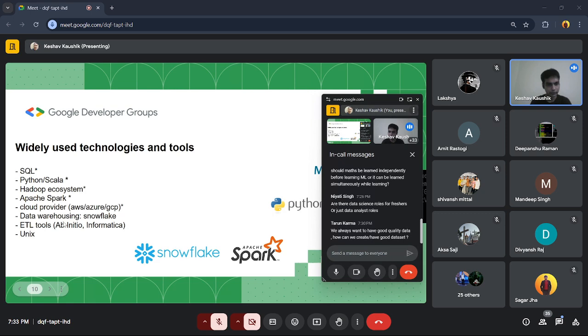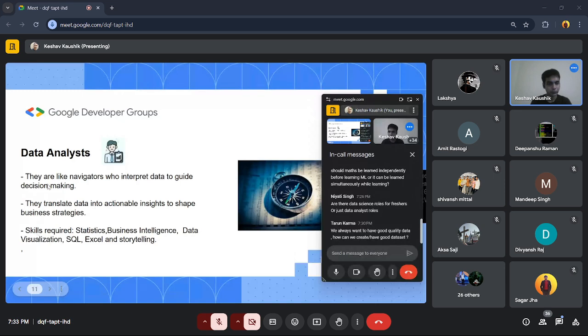And ETL tools, Ab Initio, Informatica, and Unix. Okay, last but not the least, data analysts. They're like navigators who interpret data to guide decision making. They translate data into actionable insights to shape business strategies. So these guys are very close to the clients, to the decision makers, to the stakeholders basically.